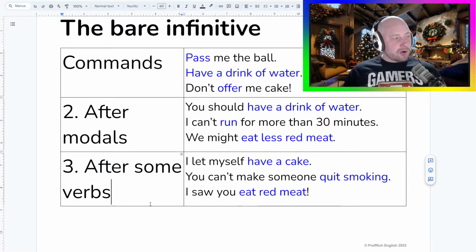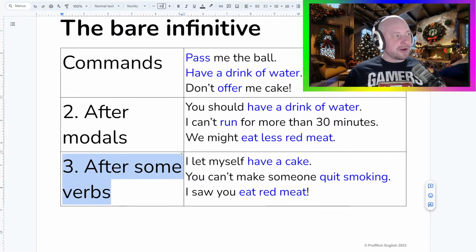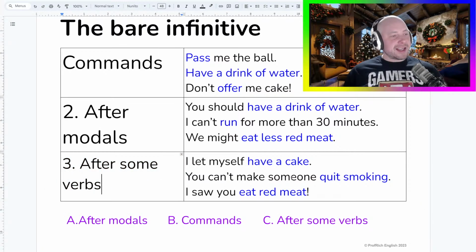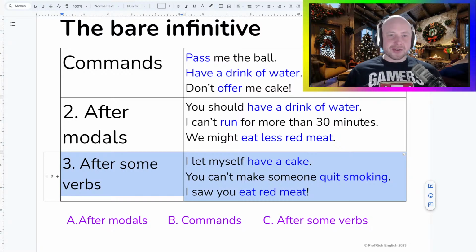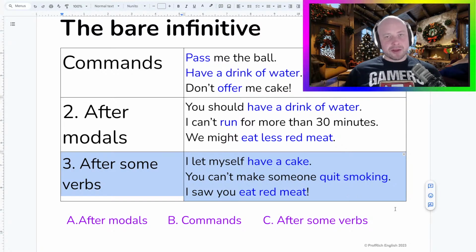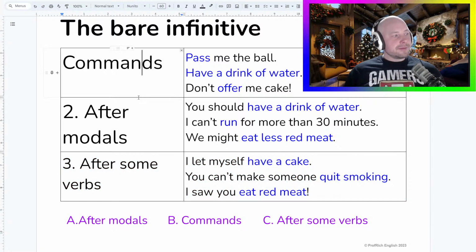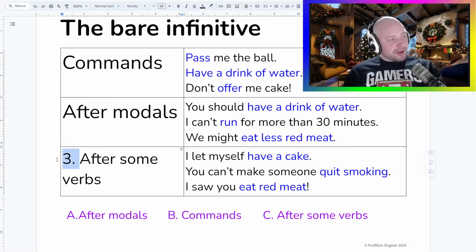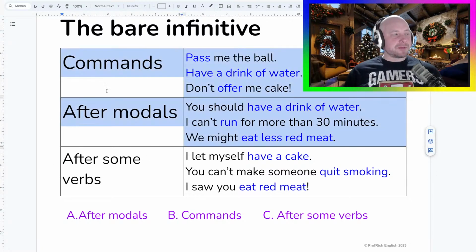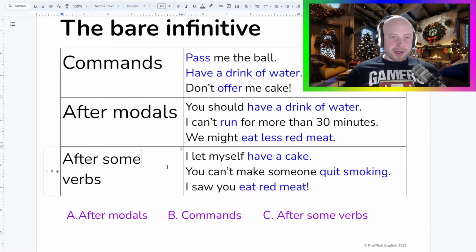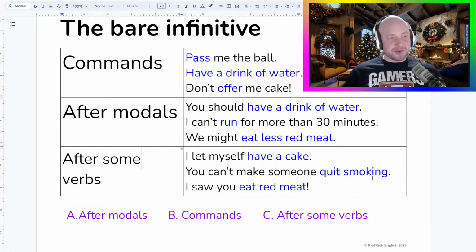And we will be talking about number 3 later on, because number 3 is quite a special and difficult case. It's really the one which is more about vocabulary rather than grammar. These two, 1 and 2, we can understand from a grammar perspective. But the third one, after some verbs, we can understand that more from a vocabulary perspective, but I do have some tips for you about that.